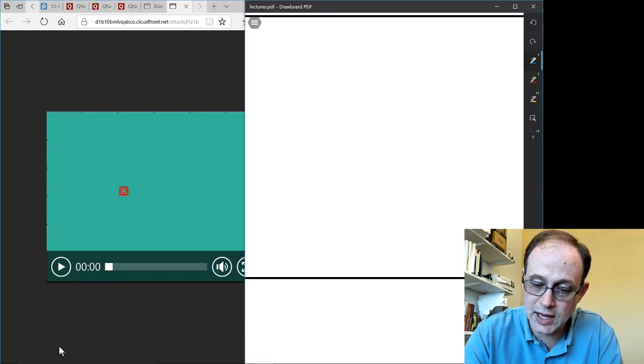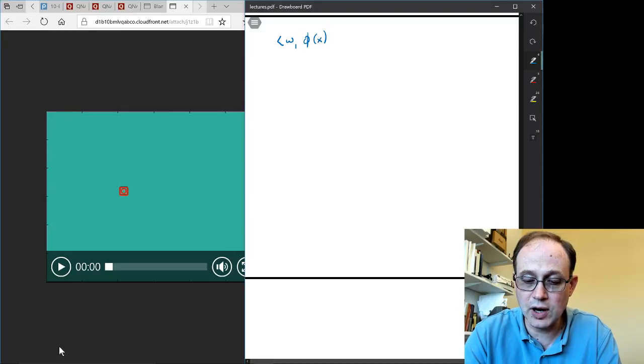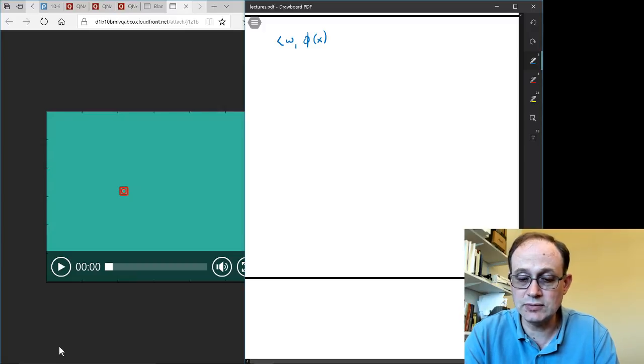We have a linear discriminant function, which is the inner product between w and phi of x. X is one of our input vectors, and phi is a feature function applied to that input vector, and w is a weight vector. And we would like that to be bigger than or equal to 0 if and only if x is a positive example. So that's our goal.